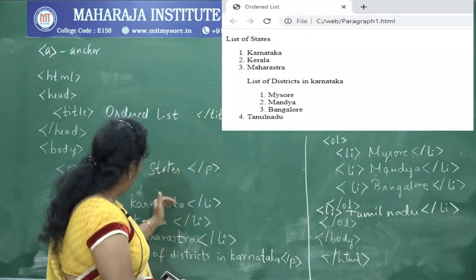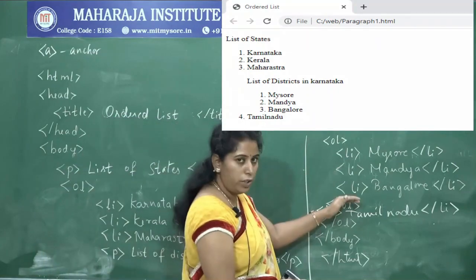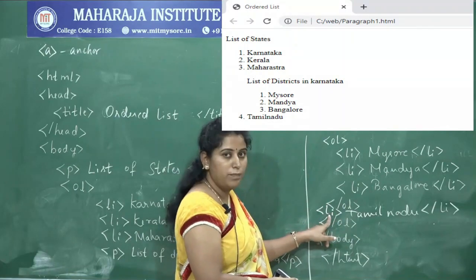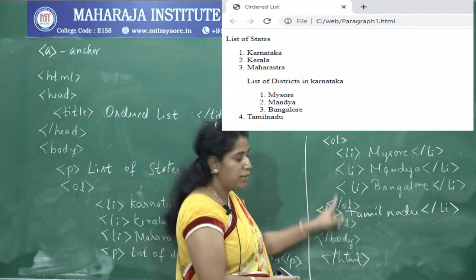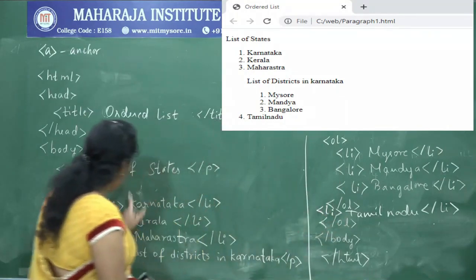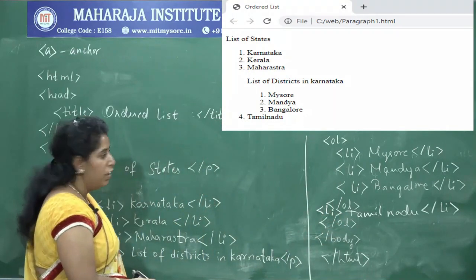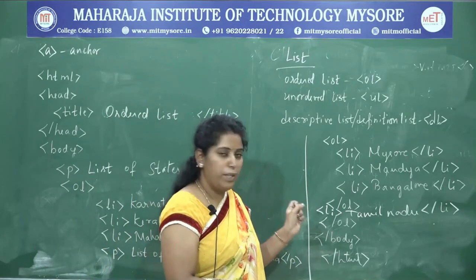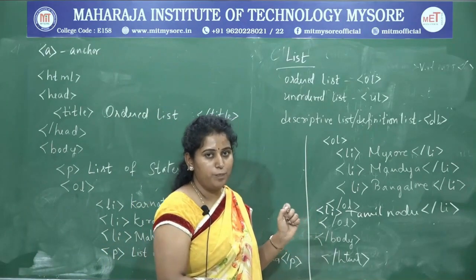So earlier it was 1, 2, 3 and here it was 1, 2, 3, followed by fourth one Tamil Nadu. This fourth one comes under which list? This list? No. It is continuing this part of the list. So this is what you can notice, nesting, how it can be achieved in the ordered list.